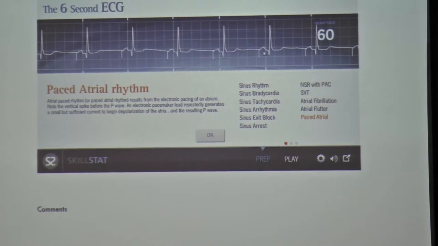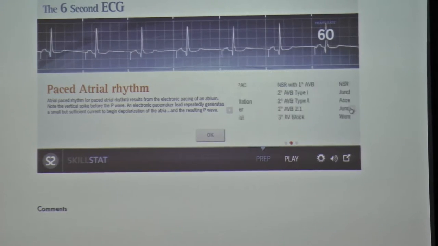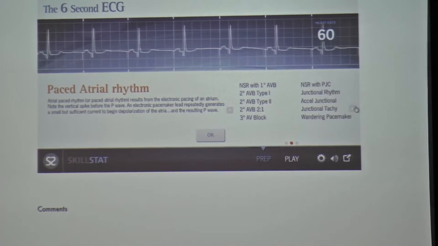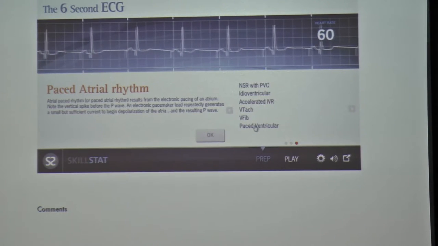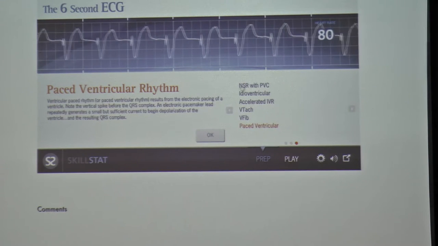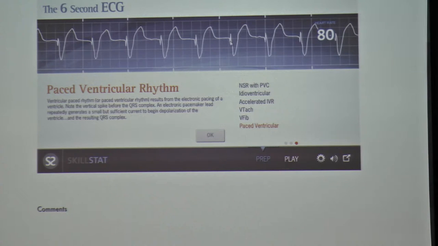Now, I don't think this one has an AV sequential pacer, but I believe it did have a ventricular paced rhythm. So you see the difference here? This is just a pacer spike, which again is pretty hard to pick up. Pacer spike in a wide QRS. So the atrium is not being paced, but the ventricle is, and the wire is what?